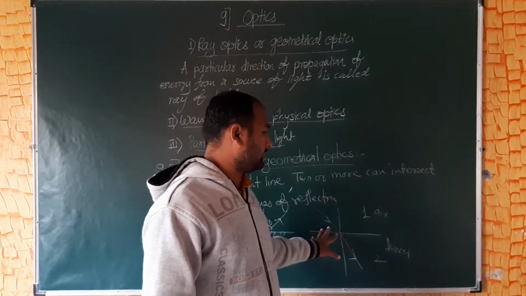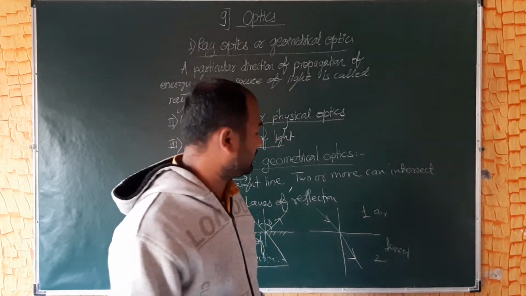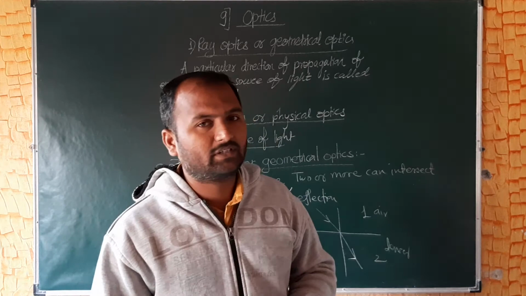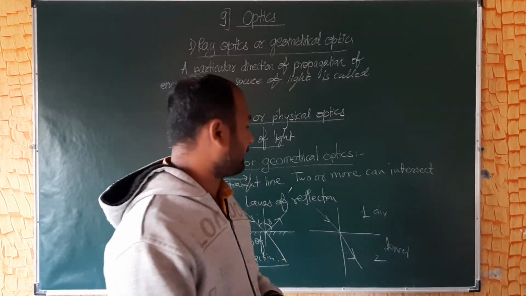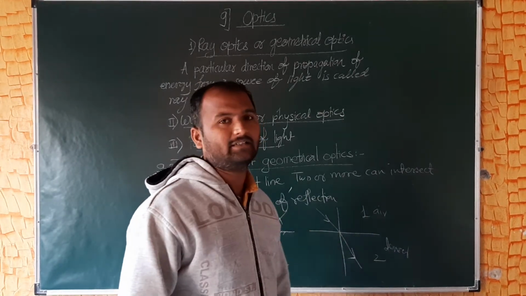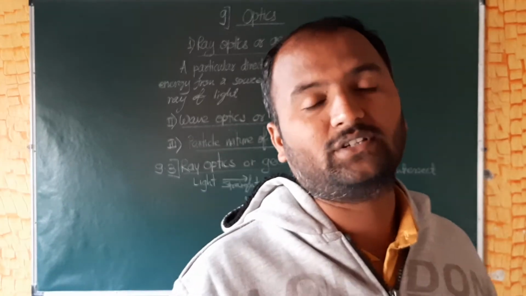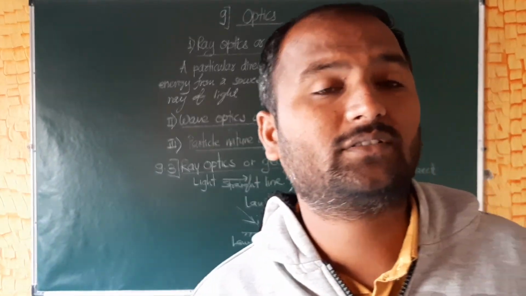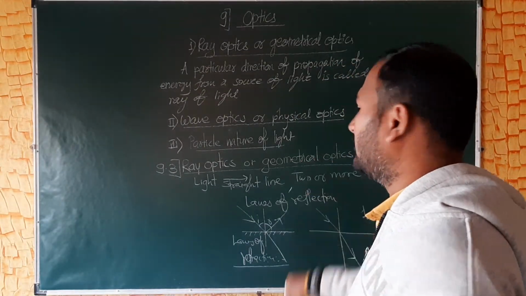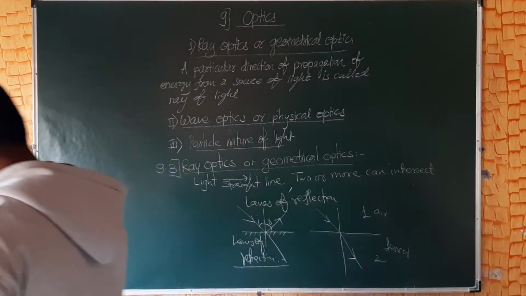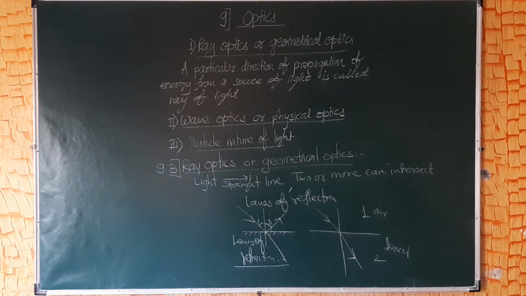And here the refractive index of the second medium with respect to the first is a constant. That is, mu equals sin i upon sin r. This is the law of refraction. So these are the four fundamental laws which are important to study geometrical optics. Next, an example.